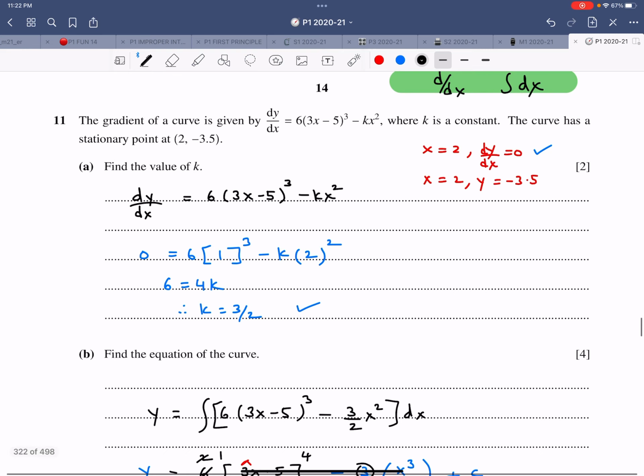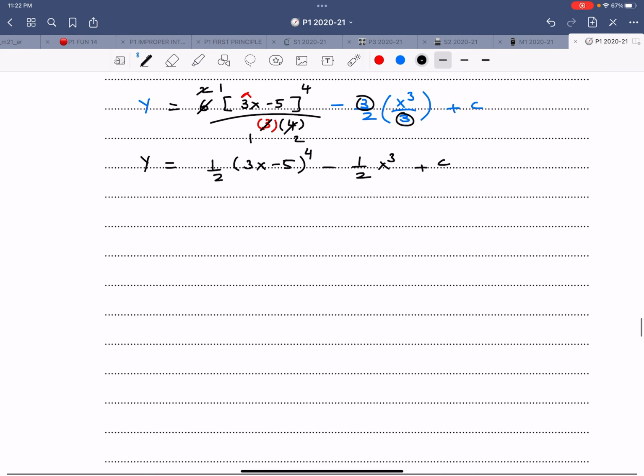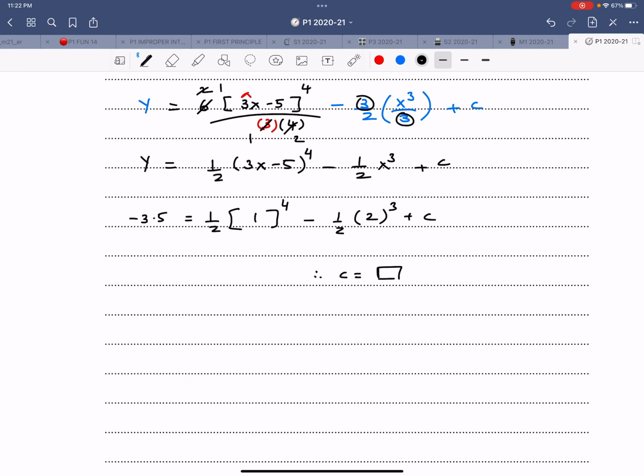When x is 2, y is negative 3.5. Negative 3.5 equals half, x is 2, 3 2s are 6, 6 minus 5 is 1 raised to the power of 4, minus half into 2 cube plus c. And then when you do the evaluation, you will find the value of c, and c comes out to be, I think, negative 3.5. You can check it later. C comes out to be something. And that is the equation of the curve.